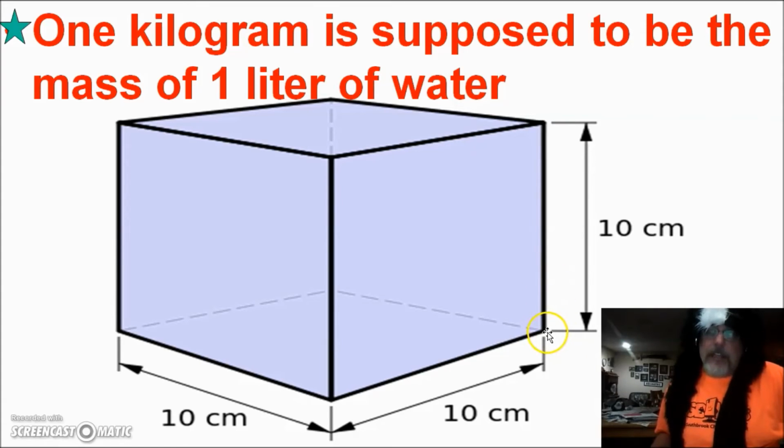Now here you can see a liter is 10 centimeters by 10 centimeters by 10 centimeters, so 10 times 10 is 100, 100 times 10 is 1,000 cubic centimeters. Oh wow, that works. So 1,000 milliliters is 1 liter. See how that works? Pretty clever.